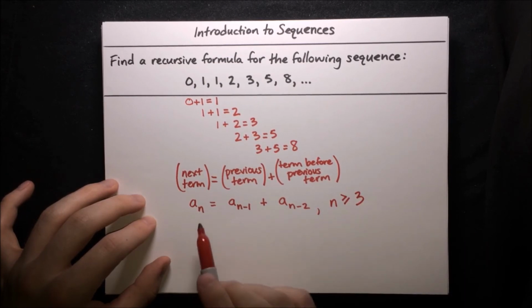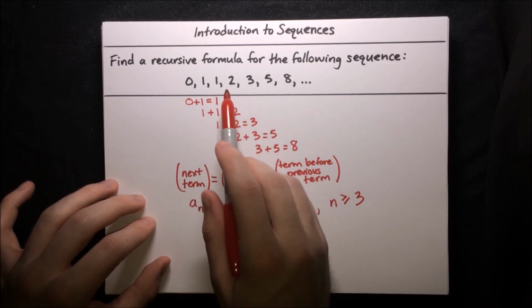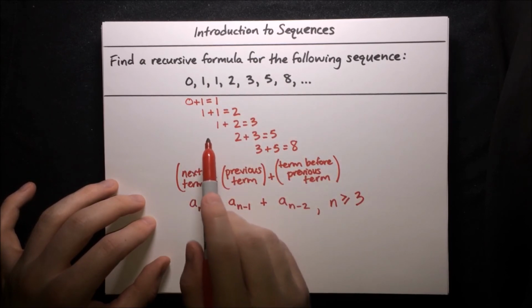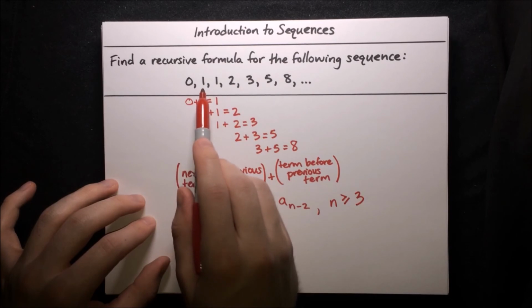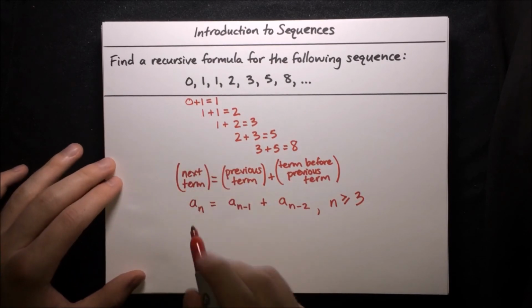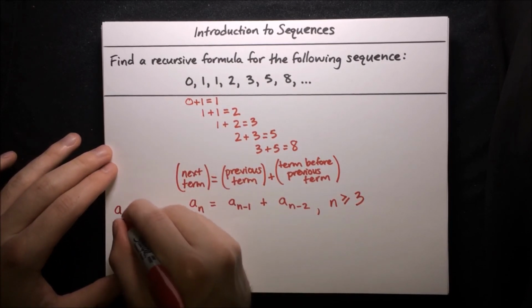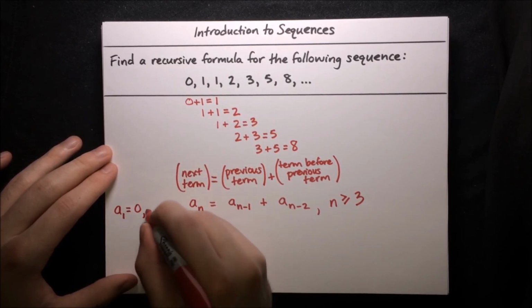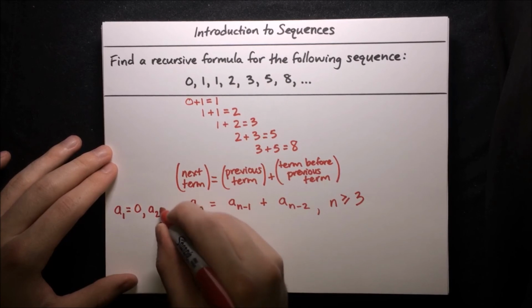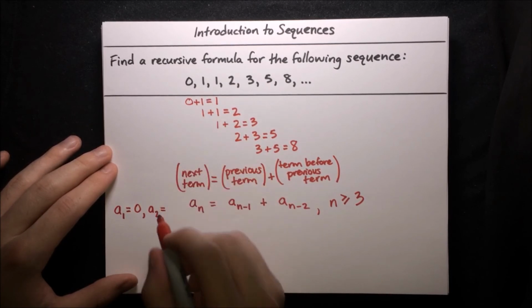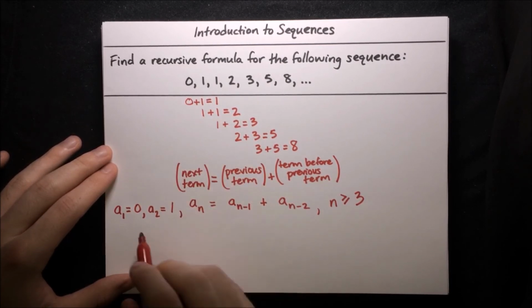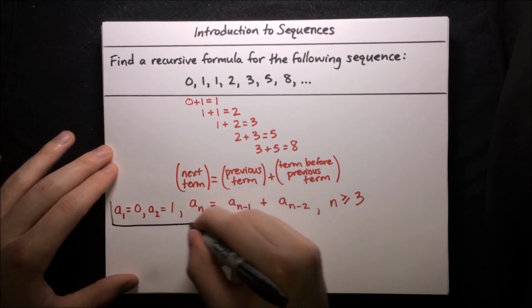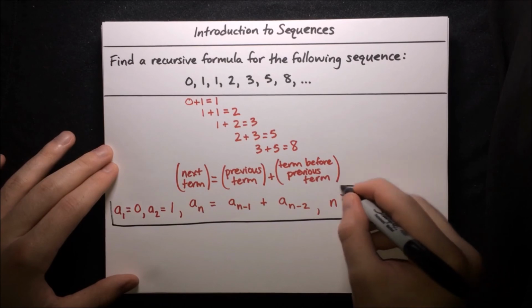Okay, so now we've got a rule that defines the third, fourth, and so on terms of the sequence in terms of previous terms, but we still need to consider the first and second terms. We need to state those explicitly. So the first term, a_1, is equal to 0. And then the second term, a_2, is equal to 1. And then we've got our recursive rule. So here we go. Here is our recursive formula for the sequence.